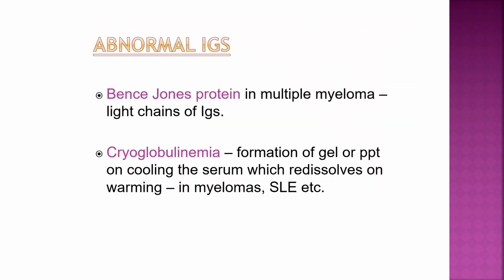Abnormal immunoglobulins. Bence-Jones proteins are one of those. They are found in multiple myeloma and have many increased light chains of immunoglobulins. Cryoglobulinemia: formation of gel or precipitate on cooling the serum, which redissolves on warming. It is seen in myeloma and SLE.